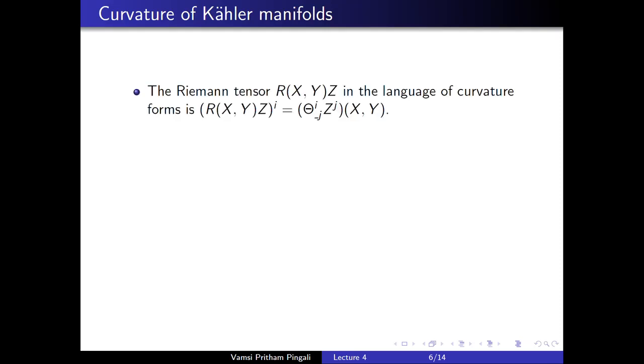So let's look at the curvature of Kahler manifolds. So recall, what is the Riemann curvature tensor? The Riemann curvature tensor for the Levi-Civita connection measures the failure of the directional derivatives to commute. So R(X,Y)Z is nabla_X nabla_Y Z minus nabla_Y nabla_X Z minus nabla of the commutator [X,Y] applied to Z.